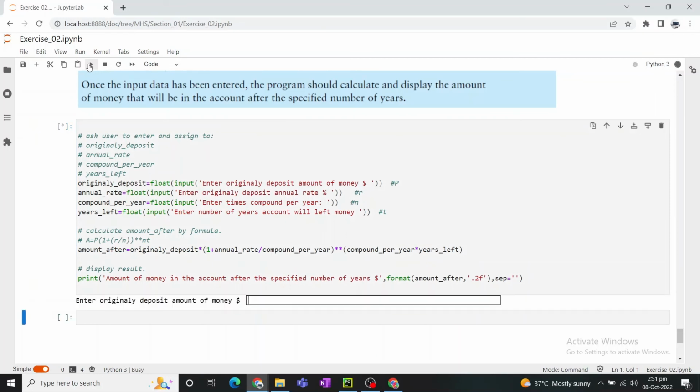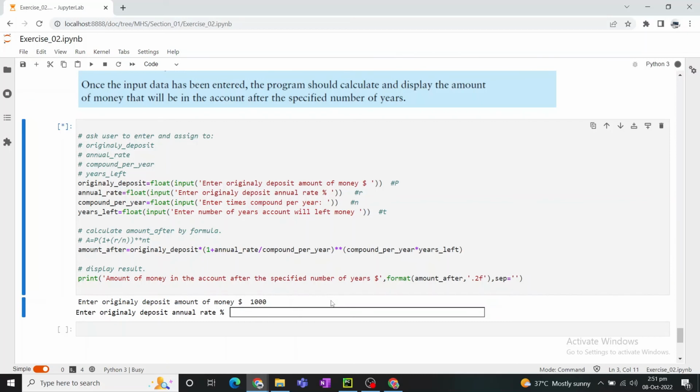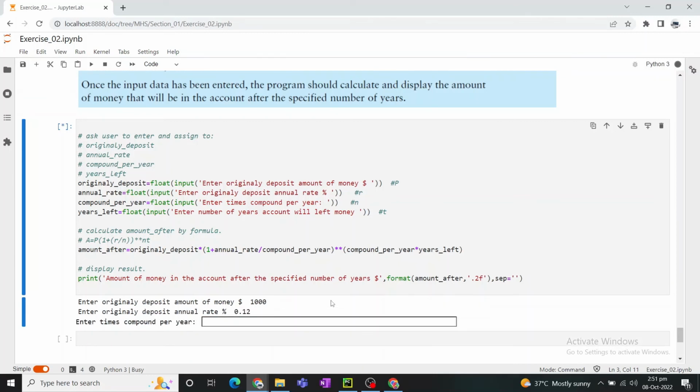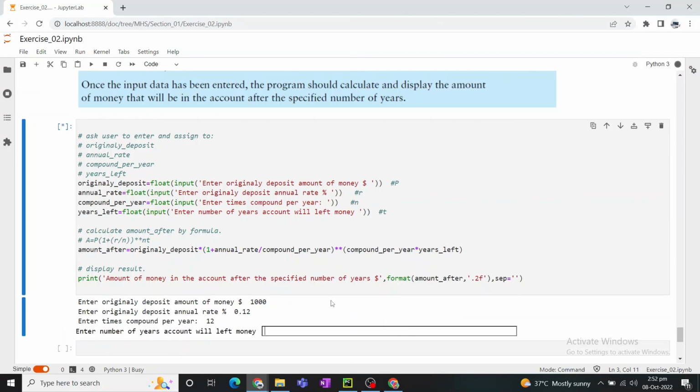So let's run this program and check. Original amount, let's say $1,000 over here. Then enter the annual rate. Okay, so annual rate, let's say 0.12, that is 12%. Enter the times compounded per year, so we are doing it on a monthly basis, so I am entering 12. And enter the years the account will be left in money, so let's say we are doing it for 10 years.